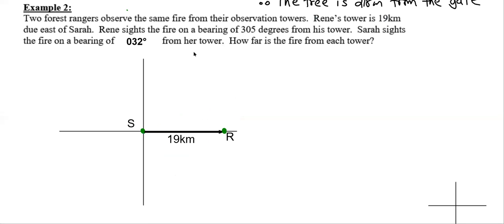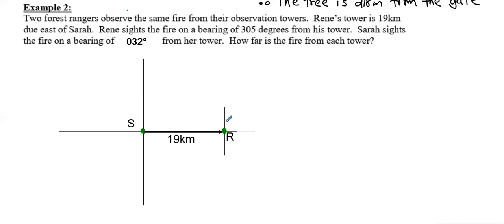Now, they observed the same fire from their observation towers. Renee's tower is 19 kilometers east, so I've got that set up. Renee sights the fire on a bearing of 305 degrees from his tower. So this is where it's important to say, from Renee, I have to now measure 305 degrees. Now, how do I measure that?